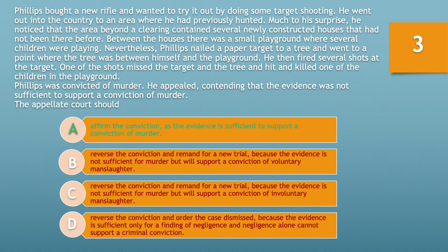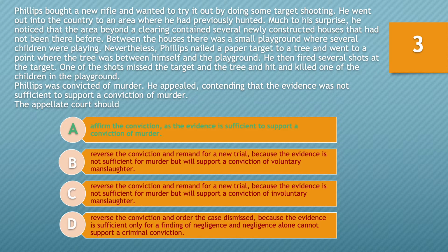In this case, Phillips decided to do some target shooting, despite the fact that he realized that there was a small playground where several children were playing in the background. Despite being aware of this, Phillips chose to nail the paper target to a tree between himself and the playground, and then fired several shots at the target, one of which struck and killed one of the children in the playground. Phillips' actions clearly displayed a wanton and willful disregard of human life, so Phillips was properly convicted of murder. As such, the appellate court should affirm the conviction, as the evidence is sufficient to support a conviction of murder.